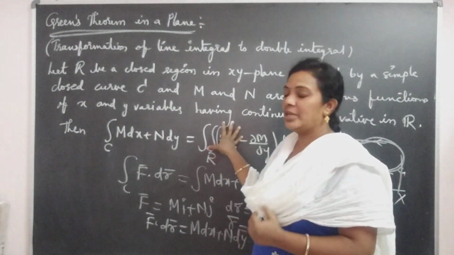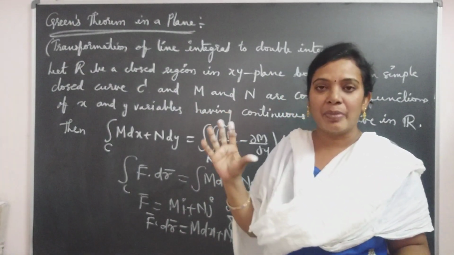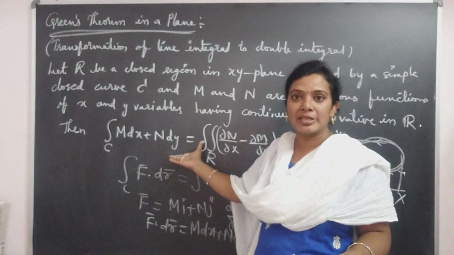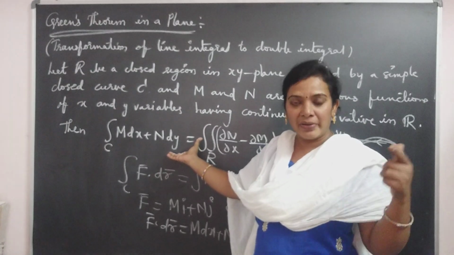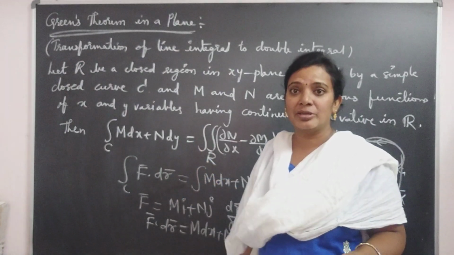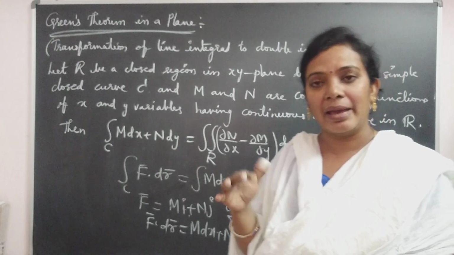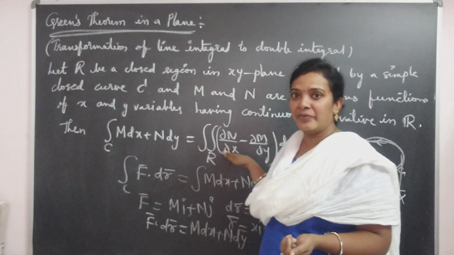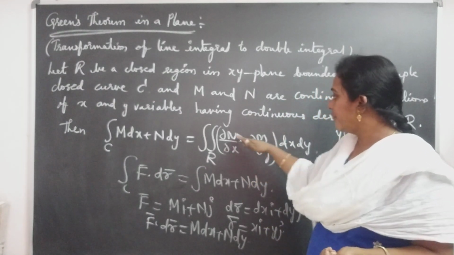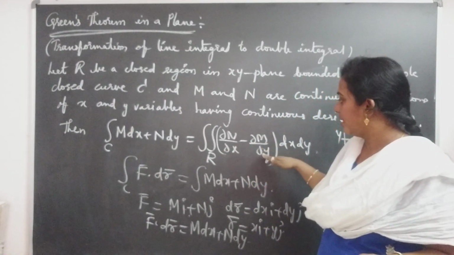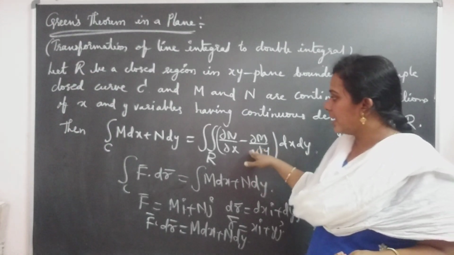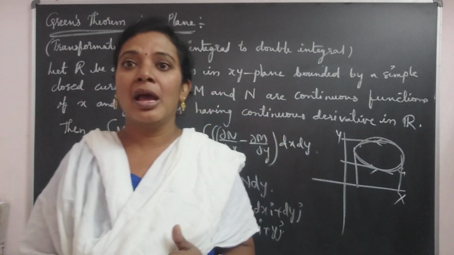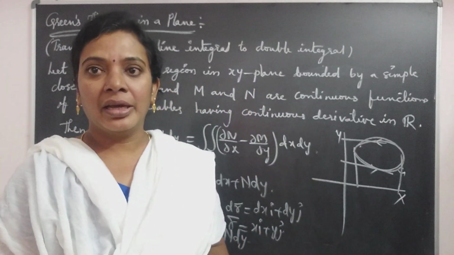By using these relations, we can verify Green's theorem. If the curve is a simple closed curve bounded with the region in the xy plane, we can directly take M dx plus N dy. The given integral is compared with M dx plus N dy to identify the M and N functions. Then we differentiate the N function with respect to x and the M function with respect to y, and take the limits. By using the given curves, we can find the limits and verify Green's theorem.